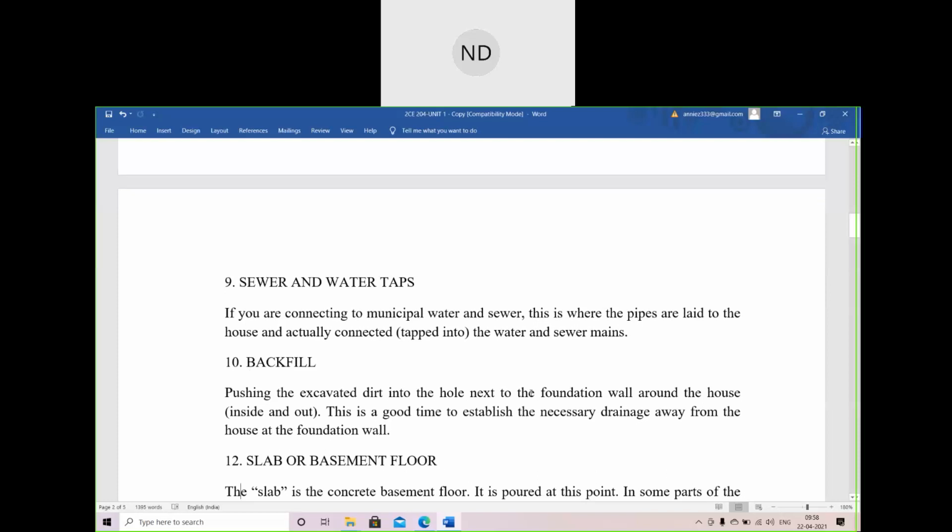What is backfilling now? Atul, you only said this backfill. Backfill means pushing the excavated dirt into the hole next to the foundation wall around the house, inside and outside. This is a good time to establish the necessary drainage away from the house at the foundation wall.